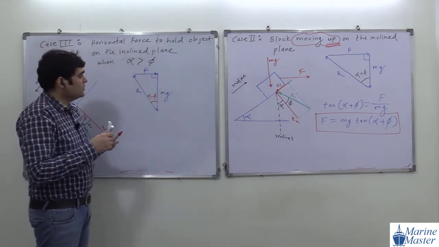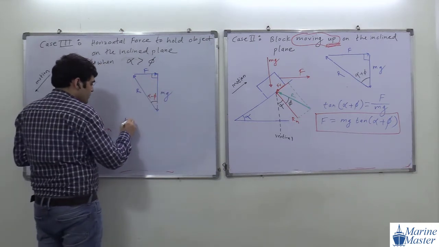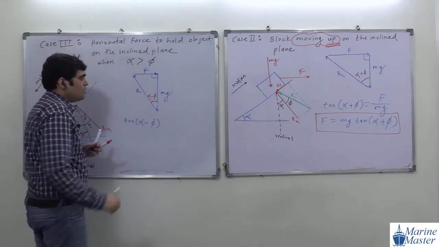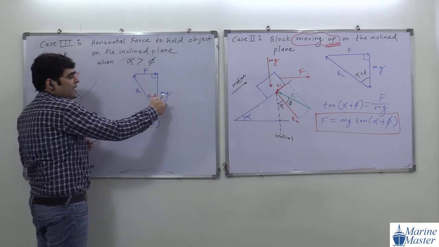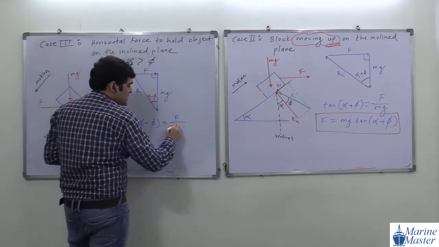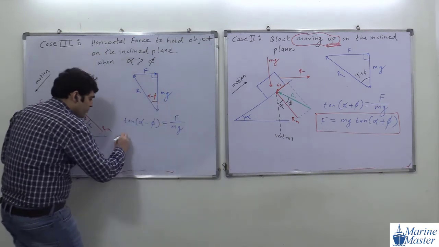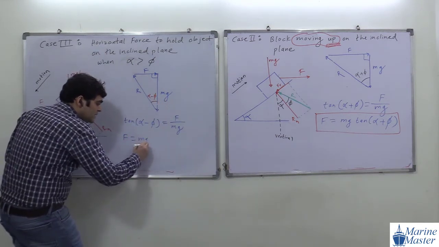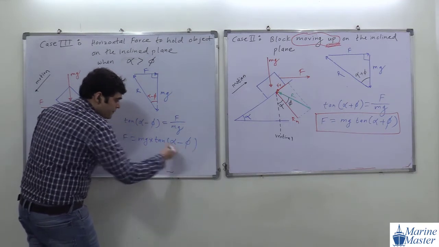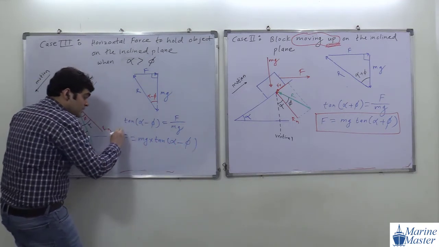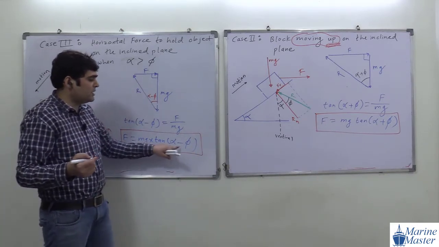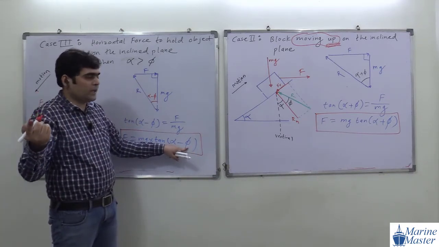This is a right angle triangle. So tan of alpha minus phi is opposite by adjacent. Opposite is F, adjacent is mg. So F will be equal to mg into tan of alpha minus phi. Okay, guys, are you getting my point? In the earlier question that we discussed, alpha was 45 degrees and phi was 16.7 degrees.